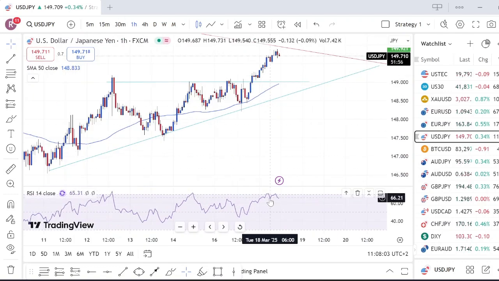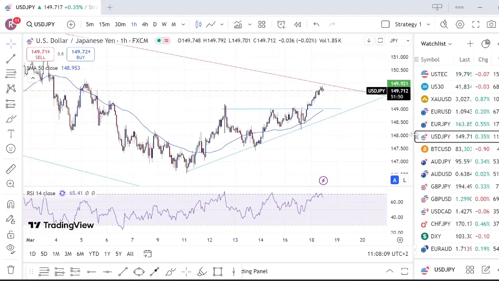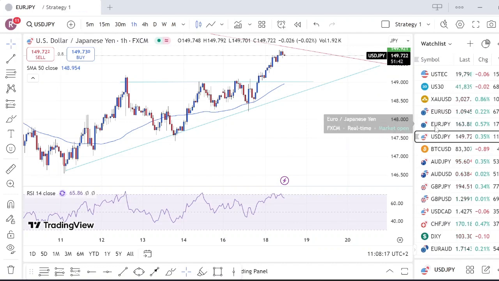On the 1 hour, price is in a bit of that overextended region, so looking to come back down to 50 and it is trading above the MAs. Small tests with the retracements, but nonetheless it is holding above that MA. So very, very bullish on USD JPY.